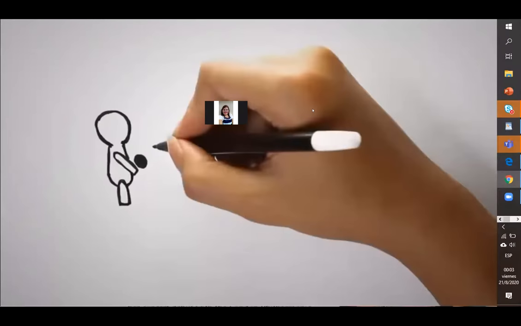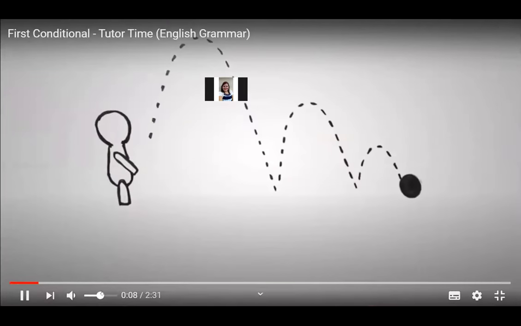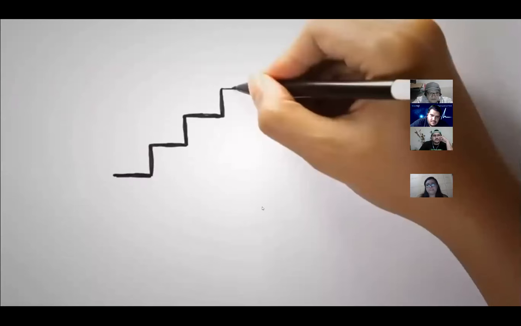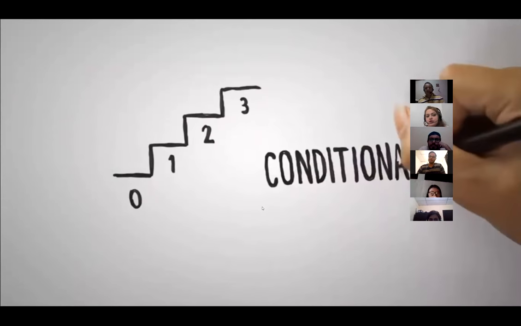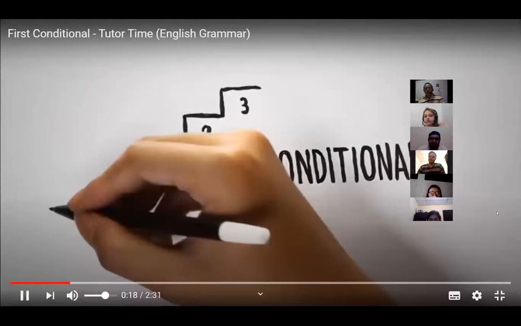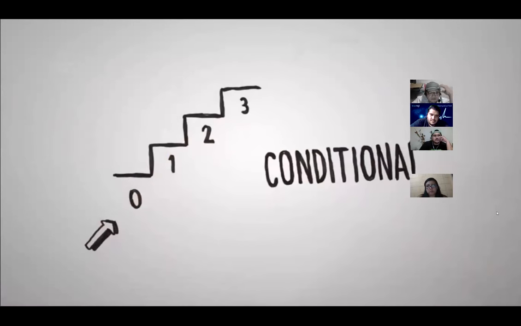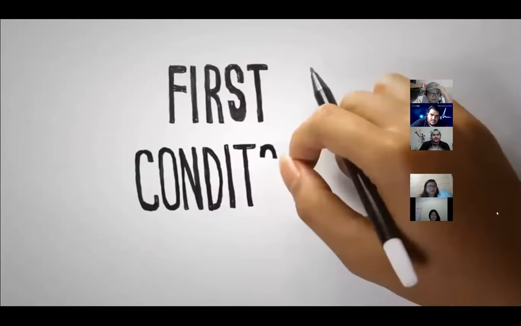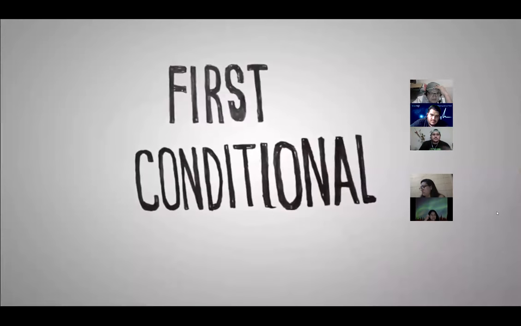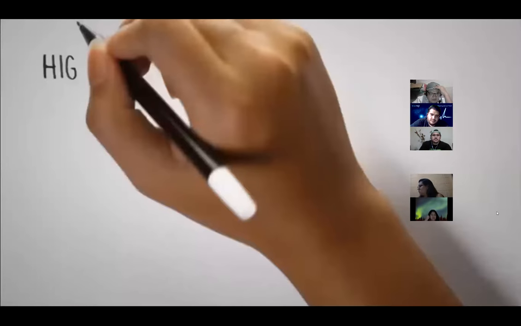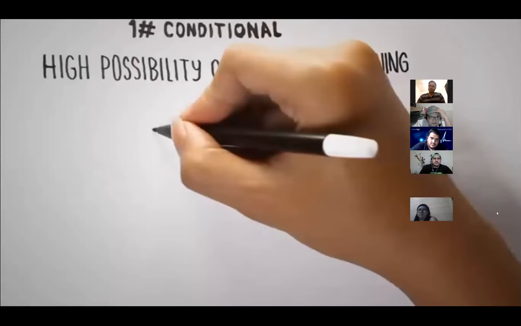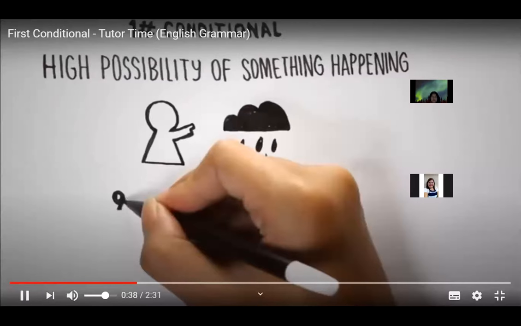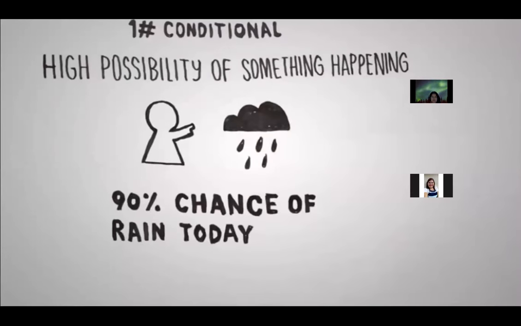If you throw a ball in the air, it falls back down. If you pour water onto a fire, it gets put out. These are sentences that are called conditional sentences. These particular sentences are zero conditionals. Let's look at another type of conditional sentence. First conditionals. First conditionals are used to explain about conditions that have a real possibility of happening in the future. It's not 100% sure, but there is a big chance that it will happen.